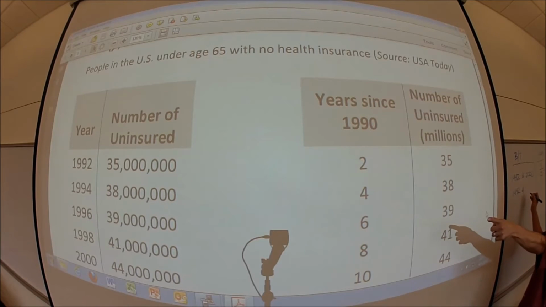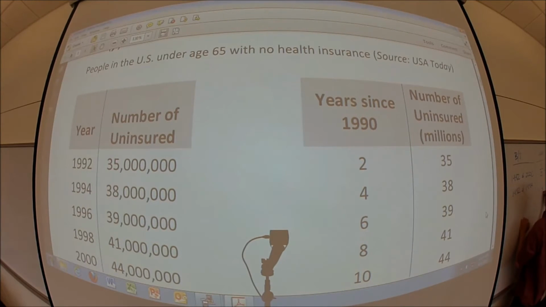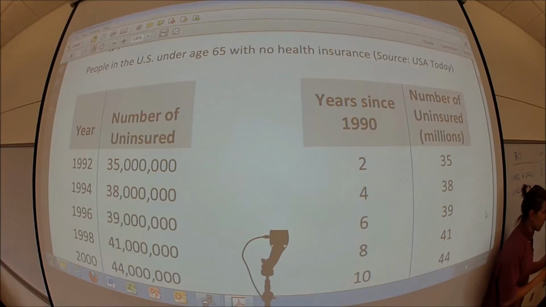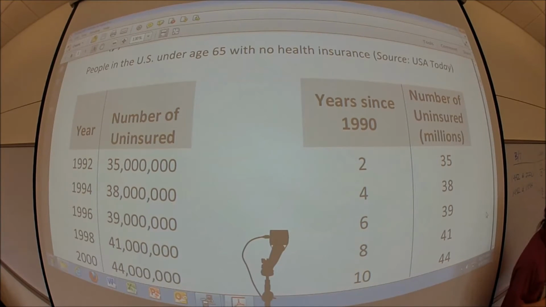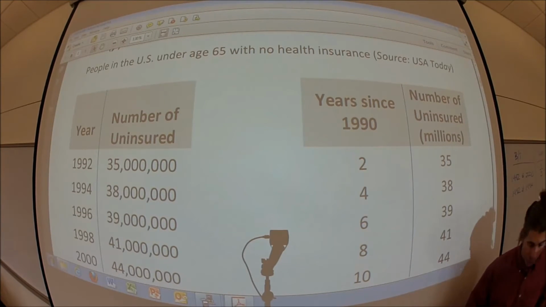We can also look between just 1992 and 1994. Now that's only 2 years, and the uninsured went up 3 million over 2. Well, that's 1.5 per 1. So that's a little bit more than it was over the entire realm of 92 to 2000. So we're getting an idea of what's actually happening.